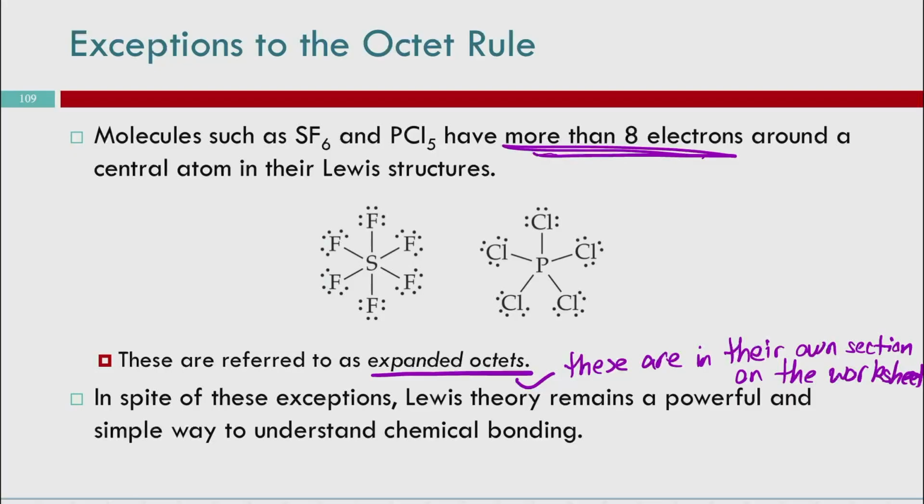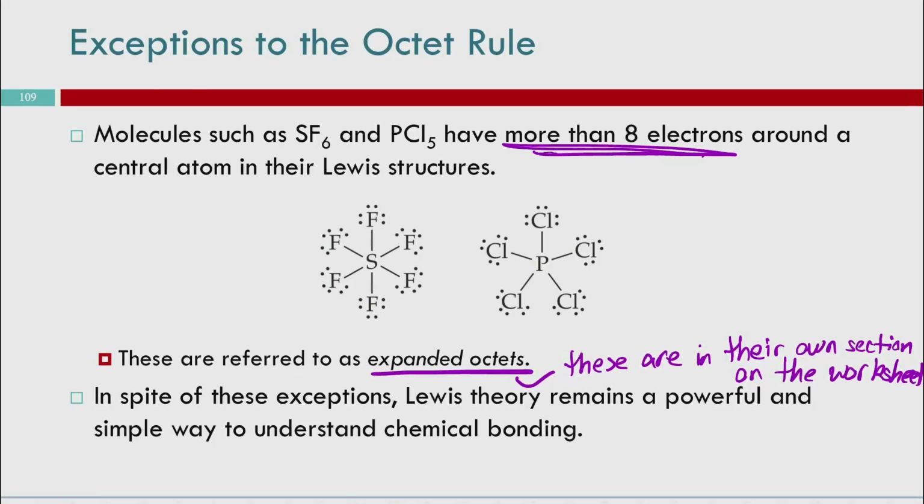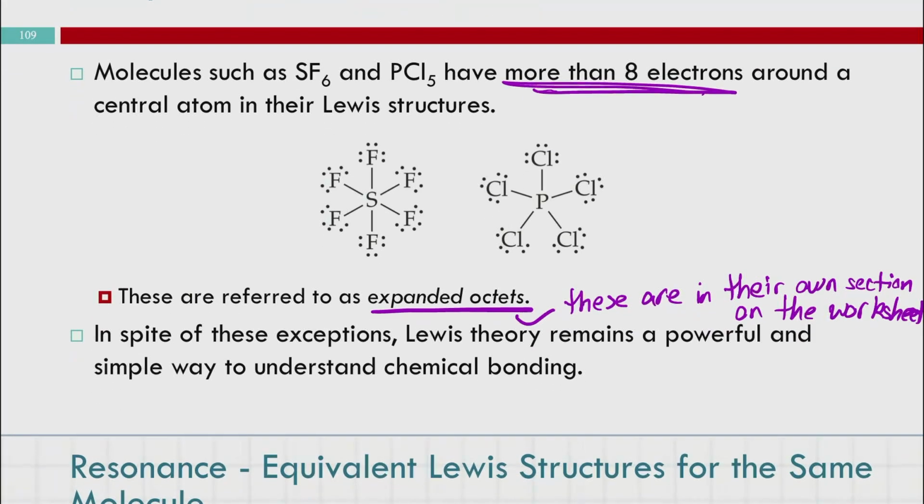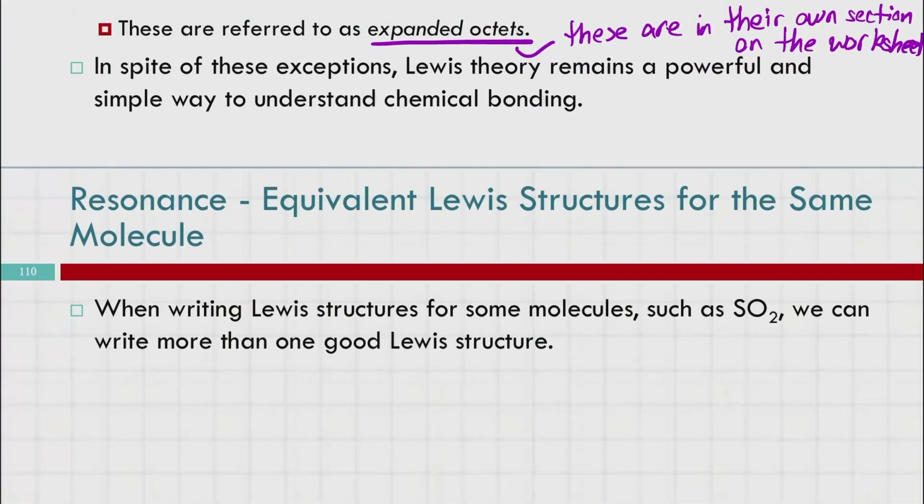Despite these couple of exceptions that I've shown you, Lewis theory is still really nice, and it's effective. If you're curious why these things can have more than 8 electrons, they have empty d orbitals. Notice the row that they're in, row 3. They can access the 3d, so they basically just got extra pockets they can stuff those electrons into. That's why they can break the octet rule. You don't need to know that, but that's why, in case you're wondering.